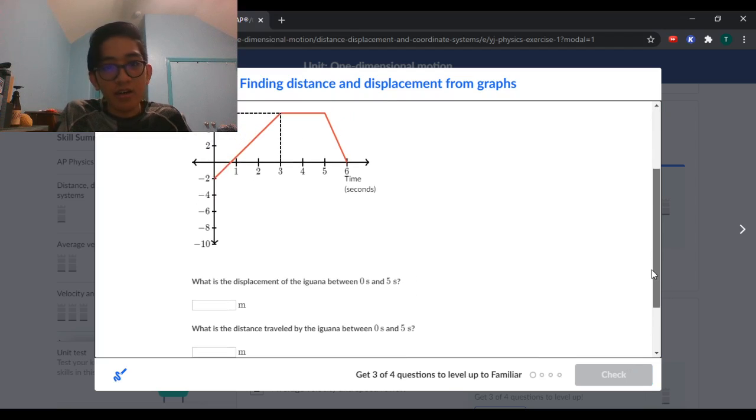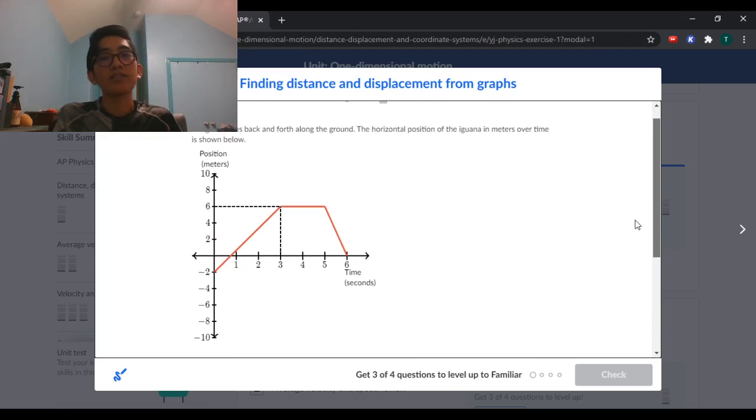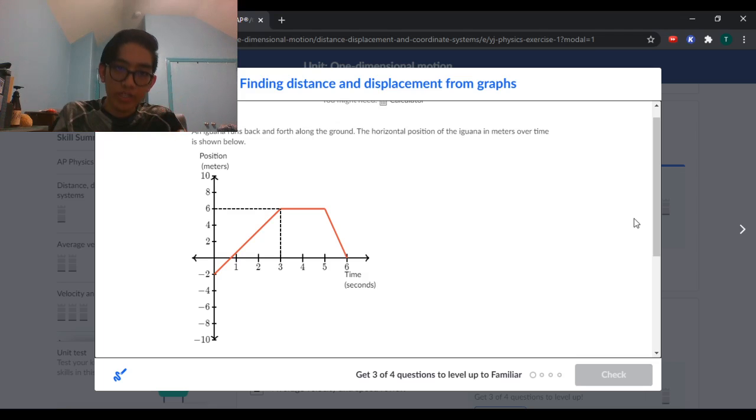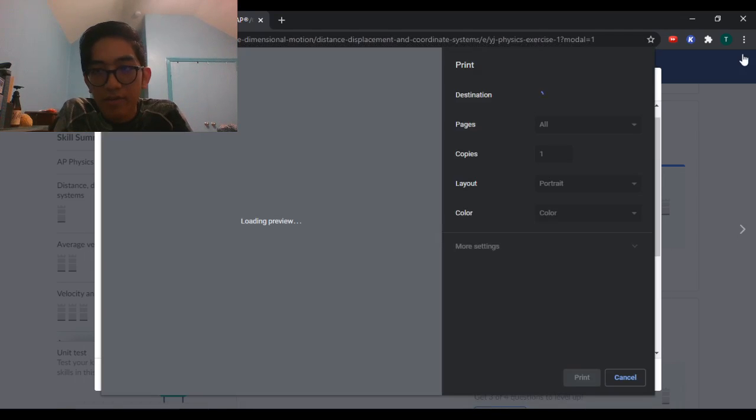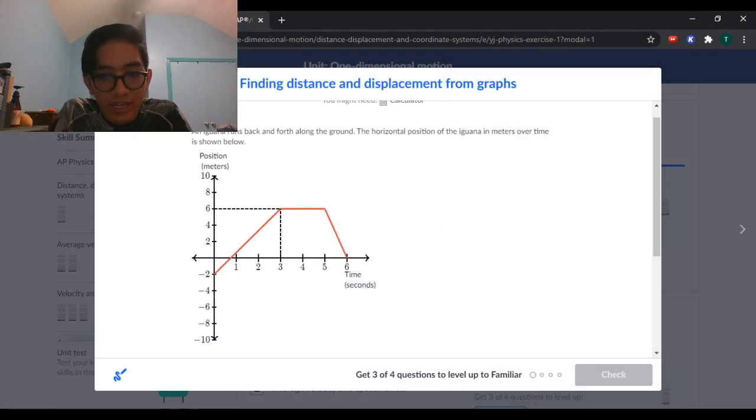So first thing we do is read the situation, right? We have the situation: an iguana runs back and forth along the ground. The horizontal position of the iguana is shown. So this is a position versus time graph, right?